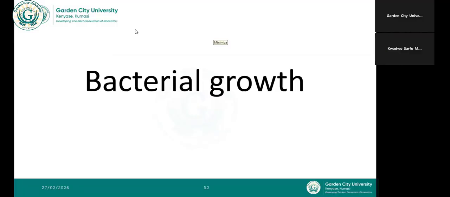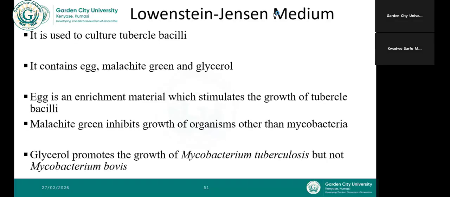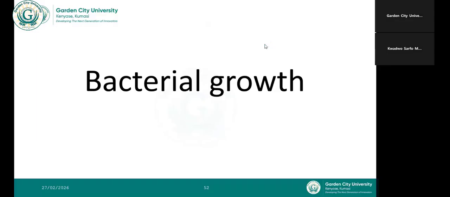Thank you. So last week we got to the media preparation and then the types of media. I think we got to the last one, the L and J Lowenstein ginseng medium. So we started with bacterial growth.